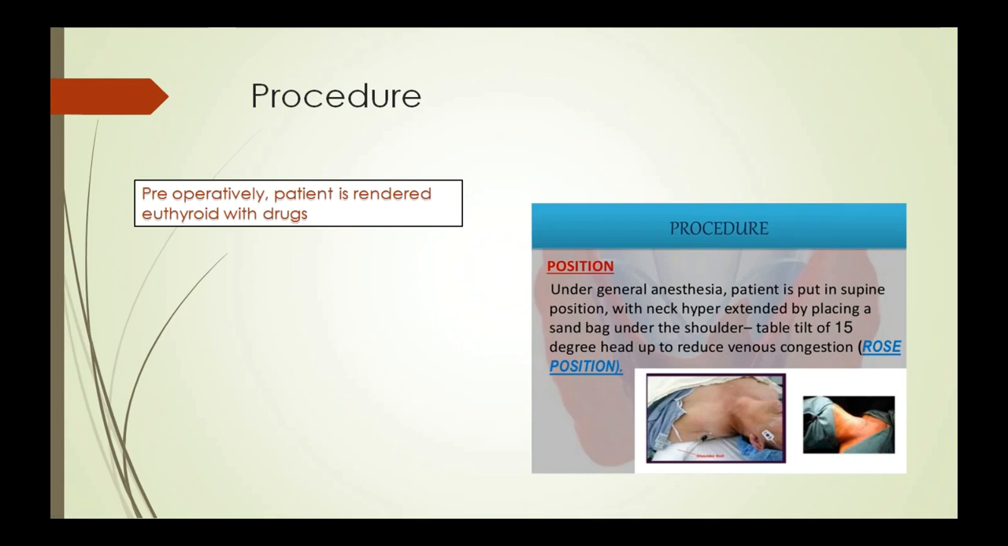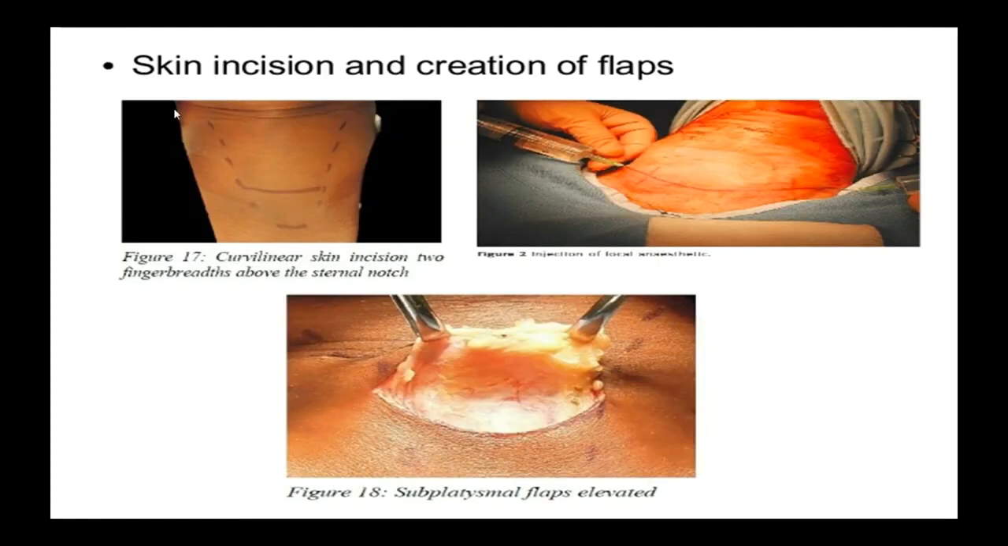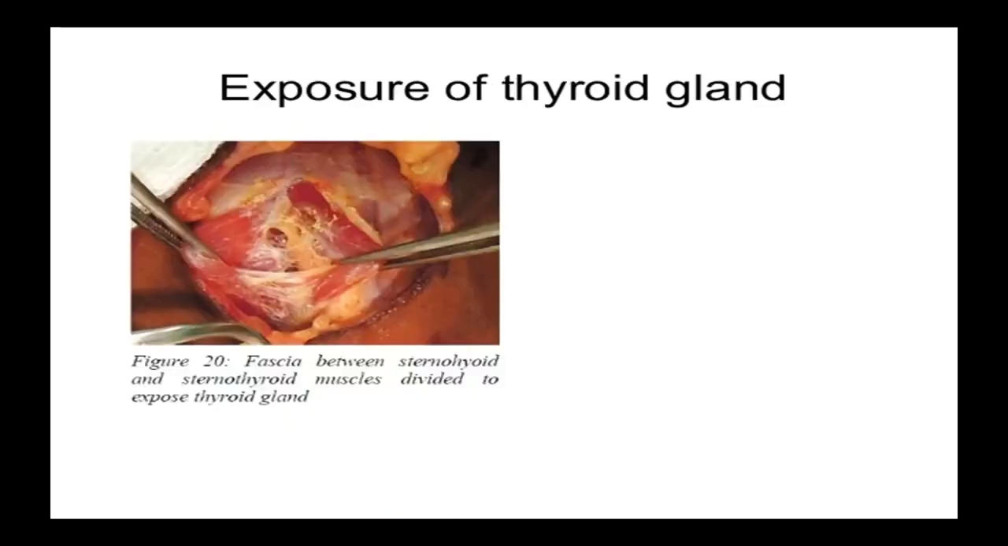Now, the procedure is to place the patient in a Rose position. That is, the patient is put in supine position with the neck hyperextended by placing a sandbag under the shoulders. The incision is Kocher's incision, that is 2 finger breadths above the sternal notch. A curvilinear incision is placed and subplatysmal flaps are elevated.